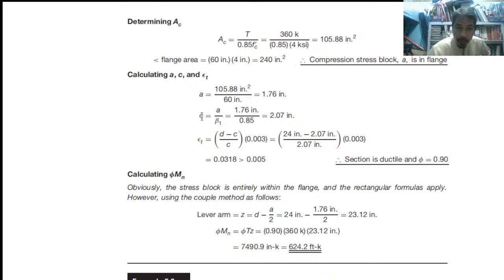So, lowercase letter c is different from capital letter C. Take note of that. If you would like to find out what value of phi we are going to use, we need to determine this one.